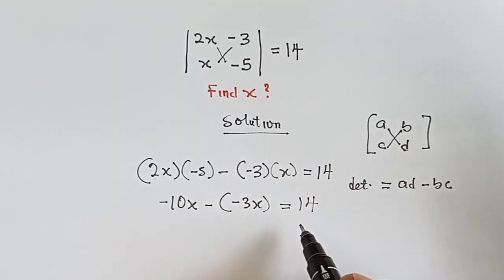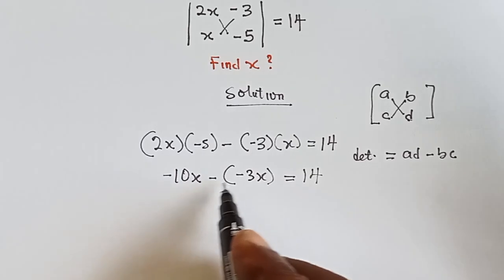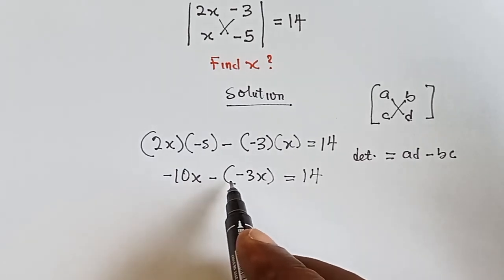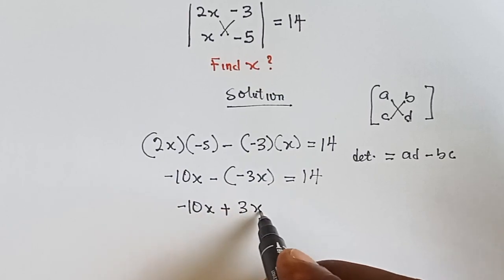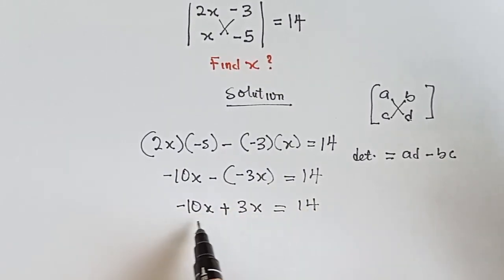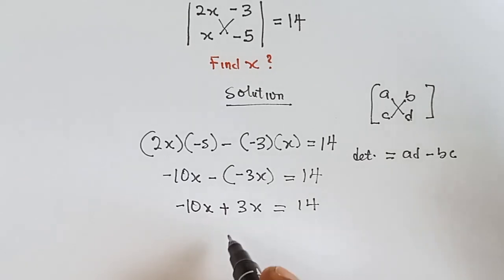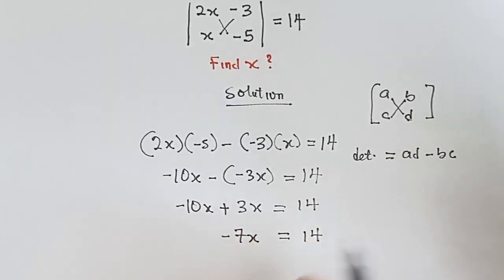Everything equals 14. Now let's multiply these negative signs. Minus times minus will give us plus, so we have minus 10x plus 3x equals 14, and these are like terms. Minus 10x plus 3x will give us minus 7x. Minus 7x equals 14.